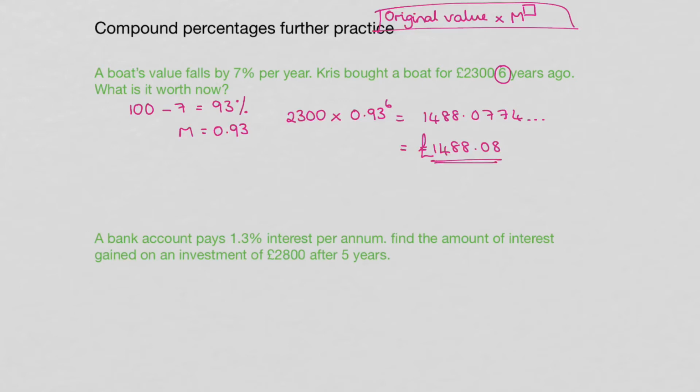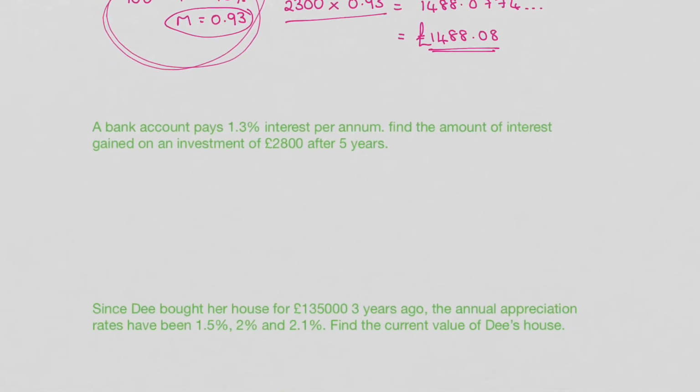So remember, all we need to do is find the multiplier, write down what we're working out, and go straight to the answer. Okay? You might not have to write that down. If you can do that in your head, don't write it down. It's up to you. Okay?